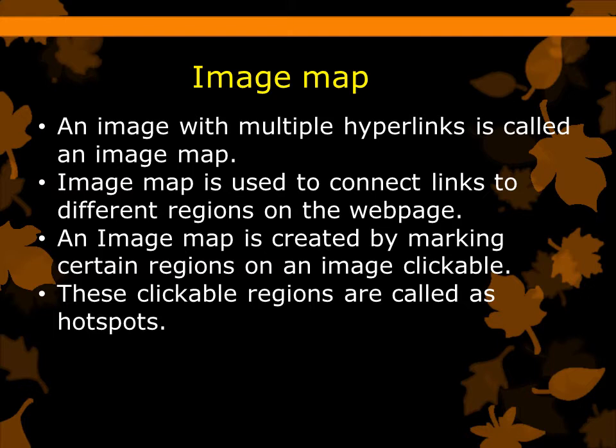Then the third point is an image map is created by marking certain regions on an image clickable. So when we create an image map, there are some particular selected areas, for example rectangle, square, circle. With the help of these we can create particular regions on that image, and if we click on that particular area, then it will navigate to your web page.